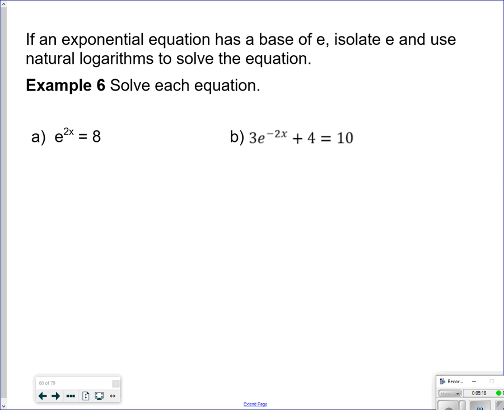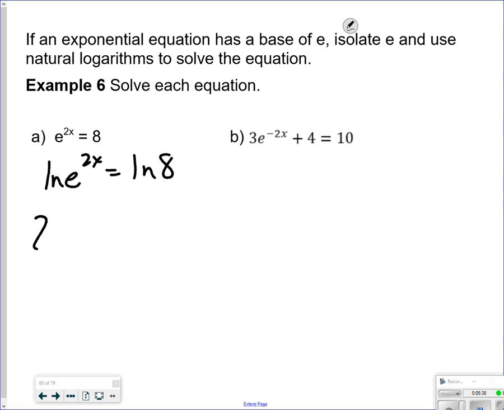If you have an e, instead of doing a log of both sides, you can actually do natural log. And to be honest, and I've talked to the calculus teachers, you actually can do natural log all the time, but I only do it when there's an e involved. So I have natural log e to the 2x, natural log of 8.